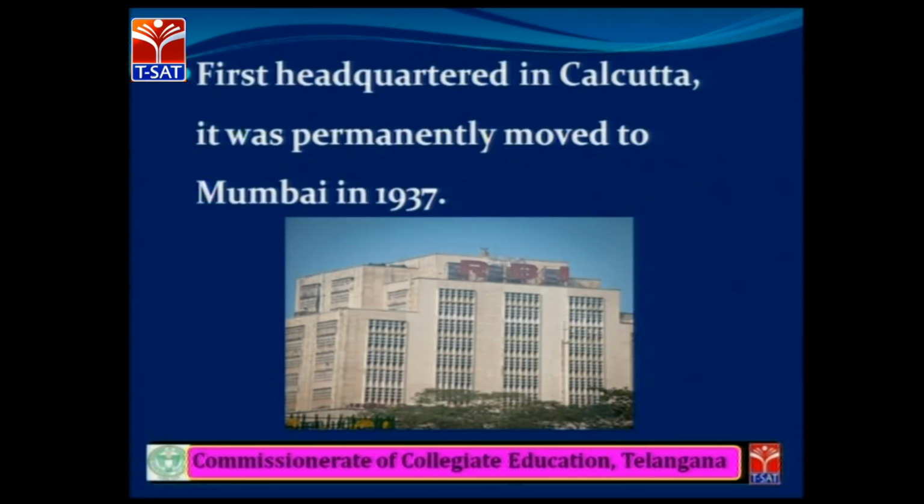Now, RBI during its establishment was headquartered in Calcutta, and it was permanently moved to Mumbai in 1937. The first headquarters of RBI were in Calcutta. In 1937, the headquarters were moved from Calcutta to Mumbai. Here we can see the Calcutta headquarters of RBI.